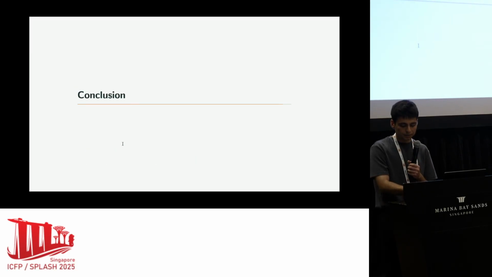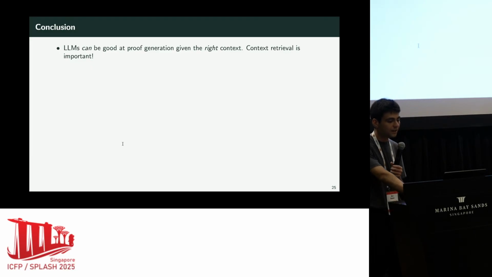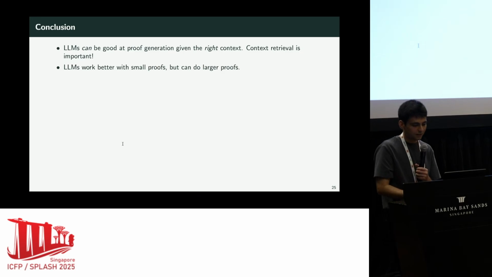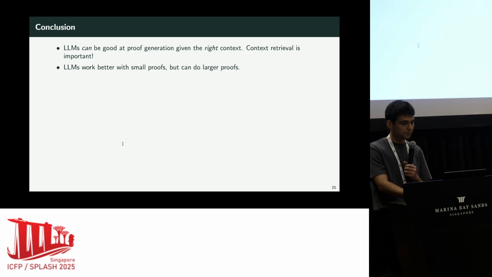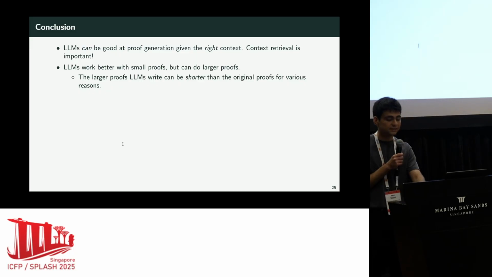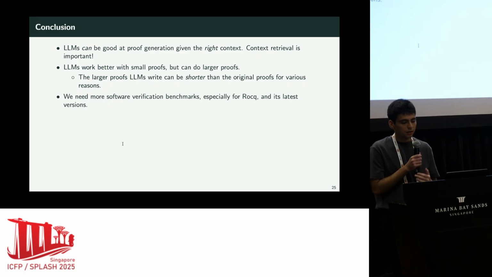To conclude, LLMs can be good at proof generation, but you have to give them the right context, and context retrieval is important. LLMs can work better with small proofs, but they can also do larger proofs, and they can still output small things and get the proof right. The larger proofs the LLMs write can be shorter, but this is surprising because they're not shorter for one reason, they're shorter for various reasons. If you're interested in a more detailed explanation, you can also read the paper.